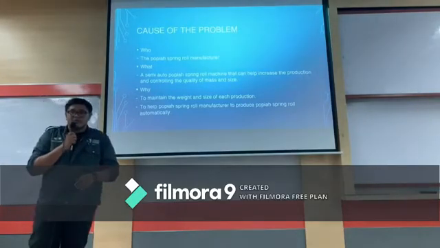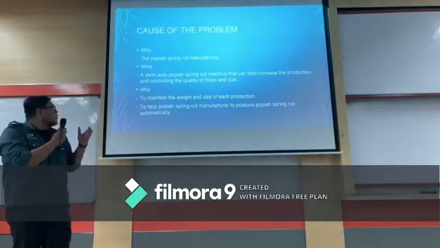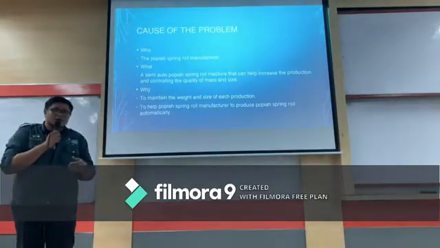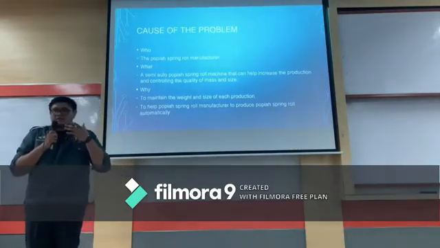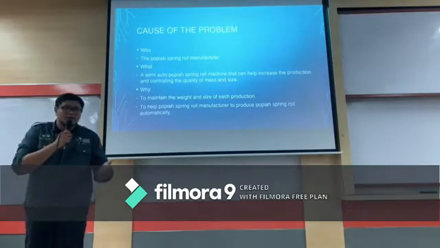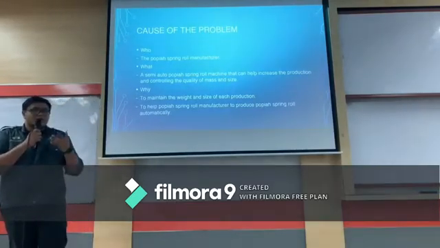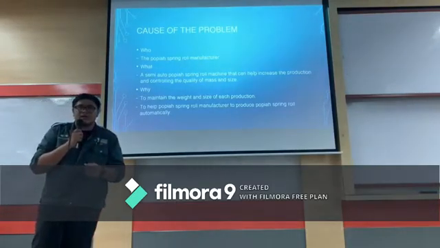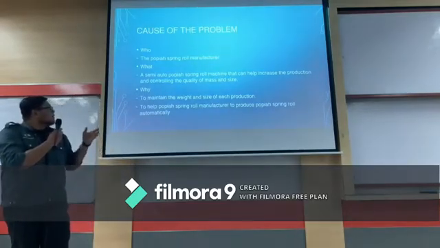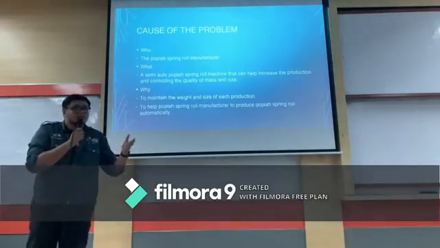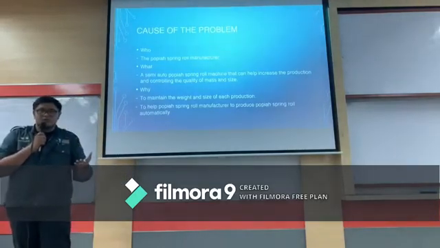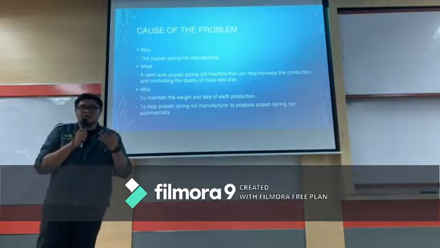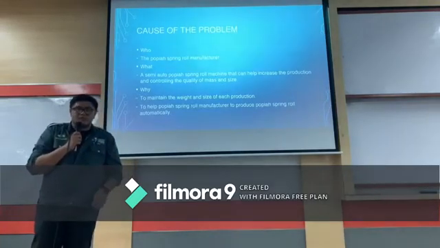The cause of the problem is, who needs this machine? The manufacturer of the Popiah needs this machine. For what? This machine is a semi-automatic machine that can produce to increase the production of the Popiah and to control the quality of the size and mass of the Popiah.